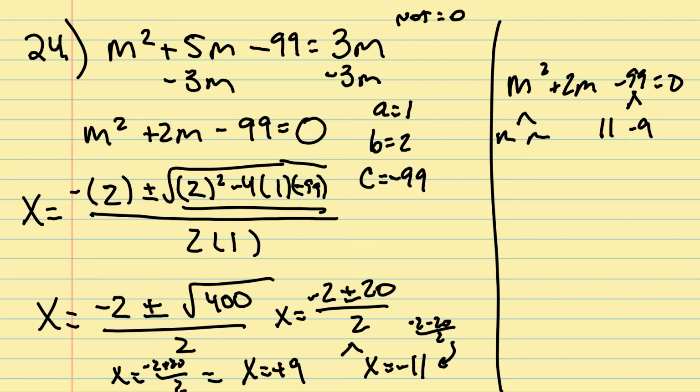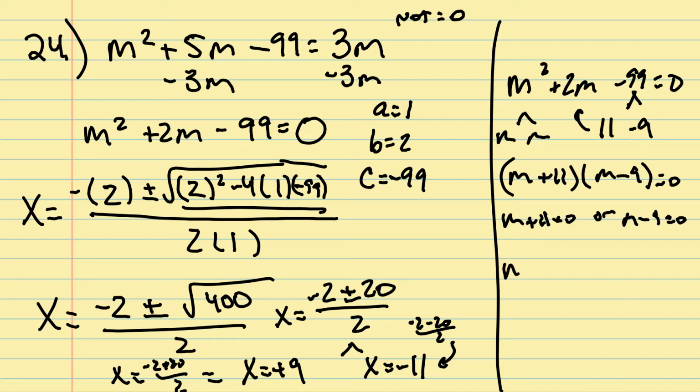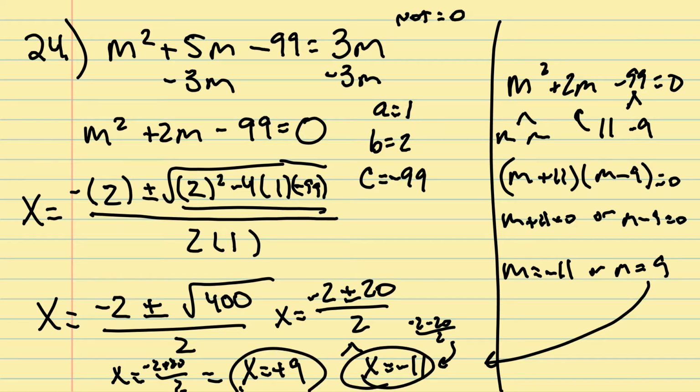Positive 11 and negative 9 give me the 2 in the middle. So I can say this is M plus 11 times M minus 9 equals 0. That means M plus 11 equals 0, or M minus 9 equals 0. So M equals negative 11, or M equals 9. Just like what we got there. So it both works. But those are our answers. And that's it for 24.